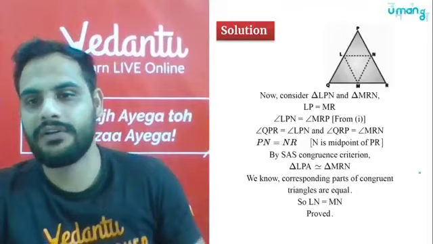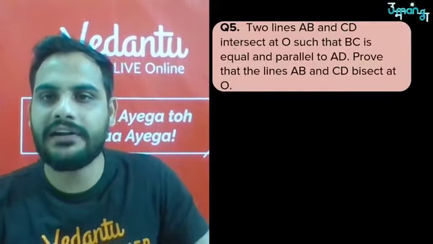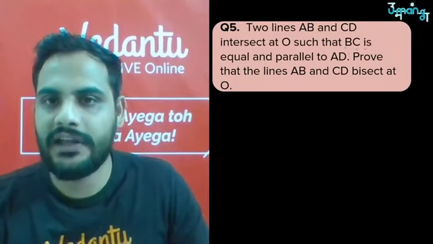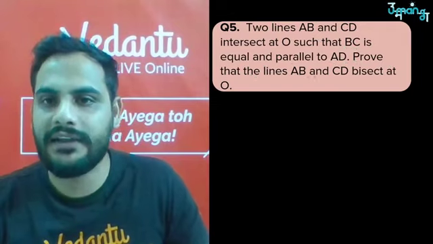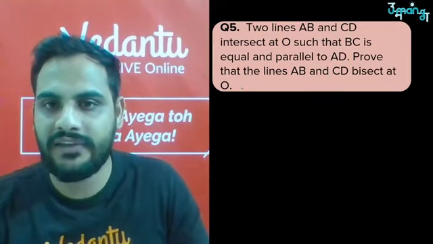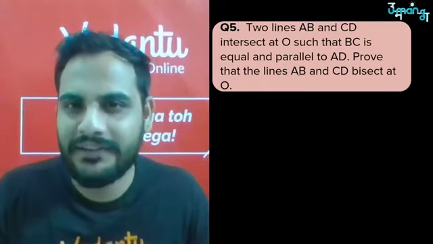Okay, let's go, next question is this. Two lines AB and CD intersect at O such that BC is equal and parallel to AD. Prove that the lines AB and CD bisect at O. Now let's read it carefully. This is the question. You didn't understand anything, right? Now let's read carefully.